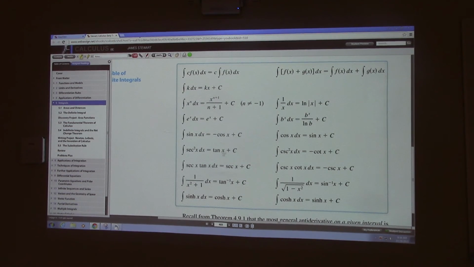And your other rules here. This one's important. You'll see that one a lot. You'll see these two a good bit. I'm sorry, what's the one with the fractional exponent, a variable exponent?